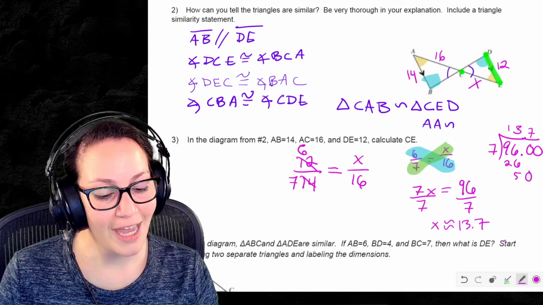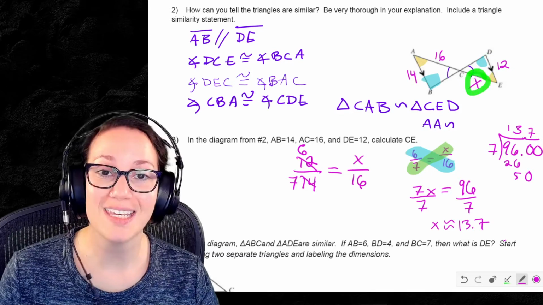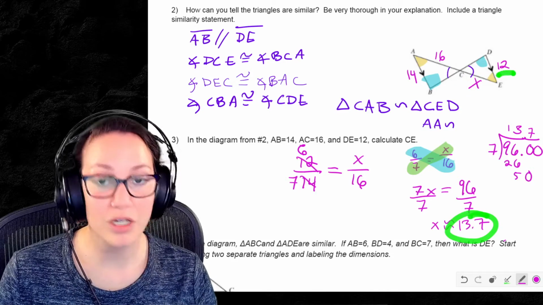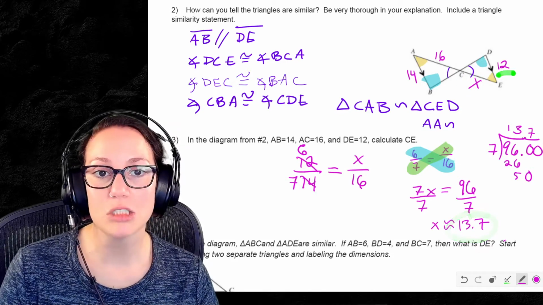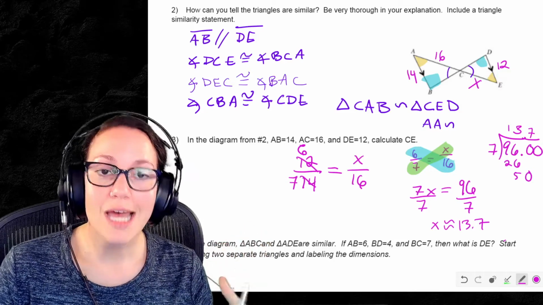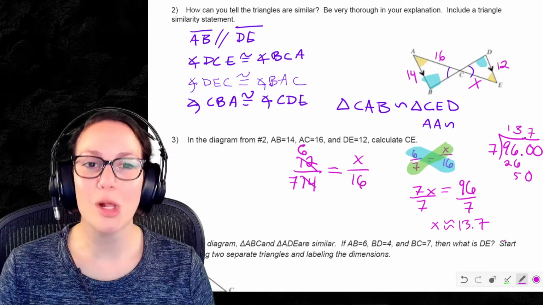So 12 and x should be pretty close to one another also, and x should be a little bit bigger. So is 13.7 a little bigger than 12? Yeah, I would say so. That's reasonable. We're in the ballpark. So when you're asked, is this a reasonable answer? That's kind of what you're looking for. Like, is this in the realm of possibility?